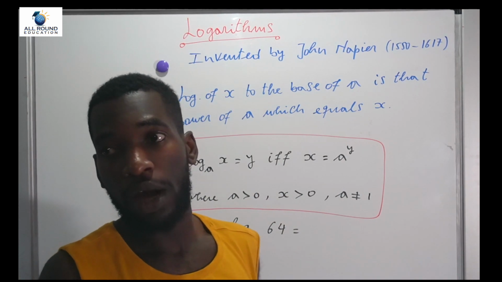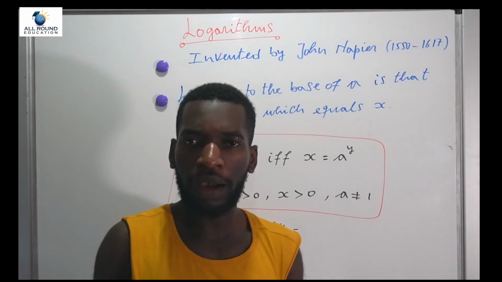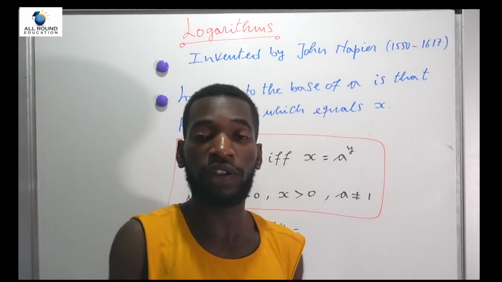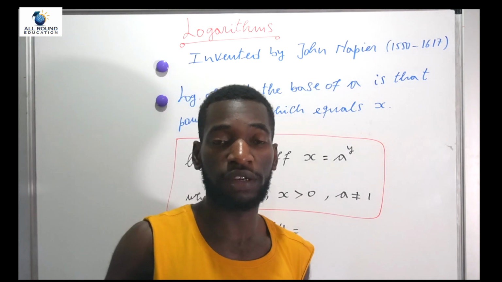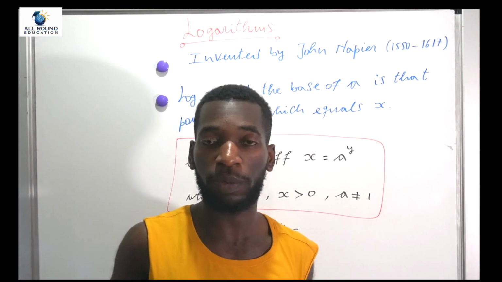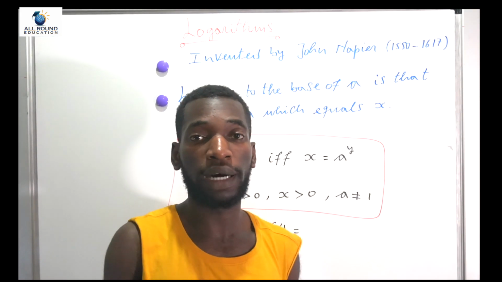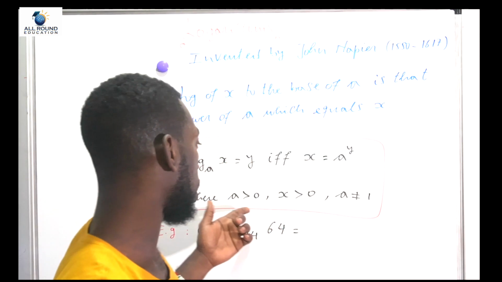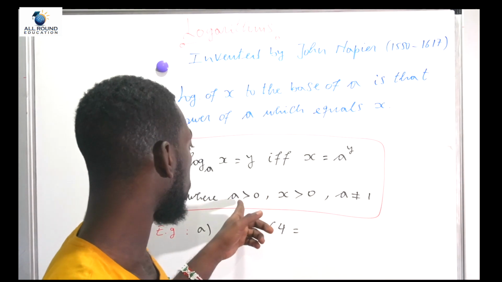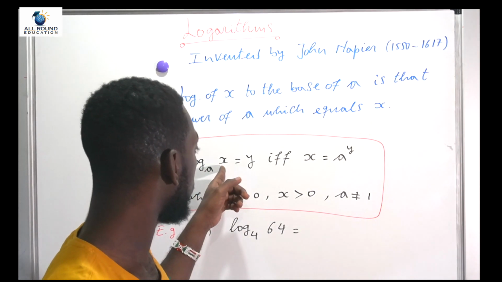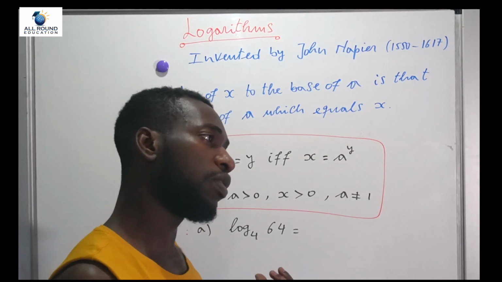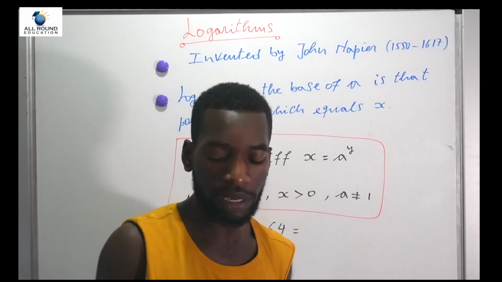This means logs are only defined for positive numbers. The value could be log of anything, but it doesn't necessarily mean that the value is valid. Before you start, you need to start with positive numbers. So your base has to be positive, and this number here has to be positive as well. So that's one thing. Let's look at an example and see if everything makes sense.